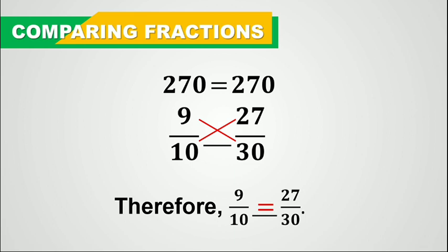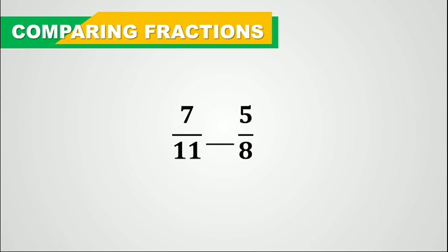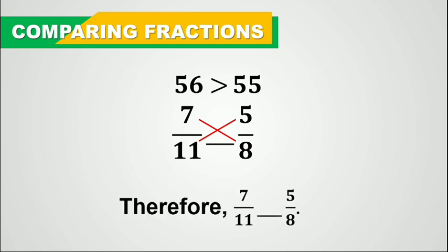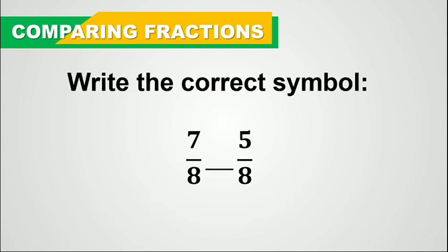Now let's try more examples. What about this? 7 over 11 is blank 5 over 8. Again, we do the cross multiplication technique. 8 times 7, that's 56. And 11 times 5, that's 55. So obviously, 56 is greater than 55. Therefore, 7 over 11 is greater than 5 over 8.